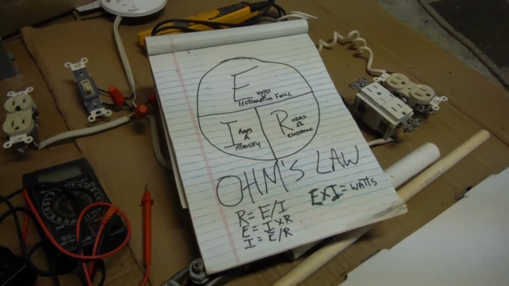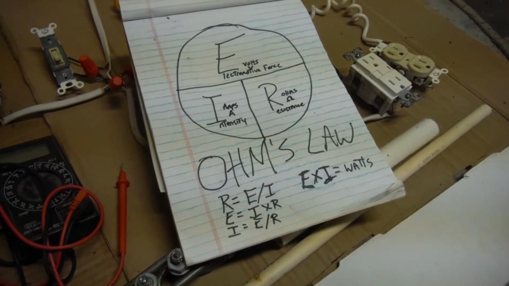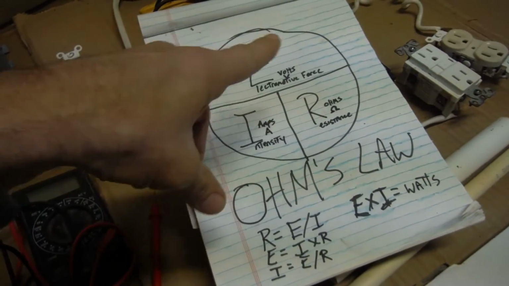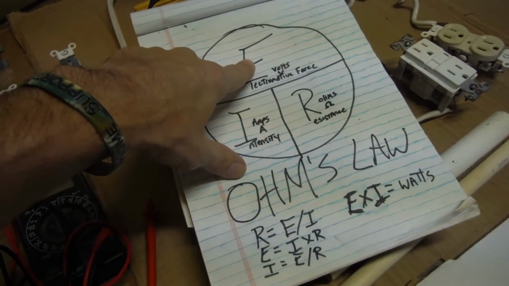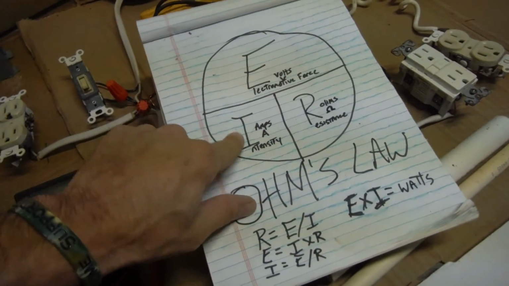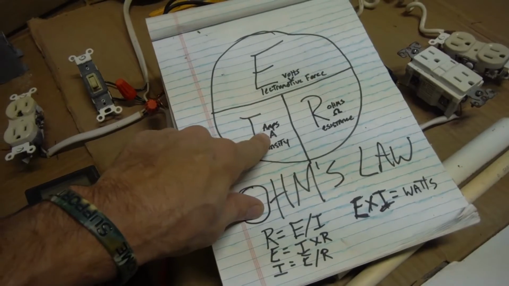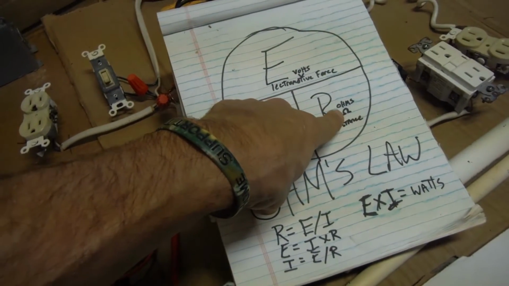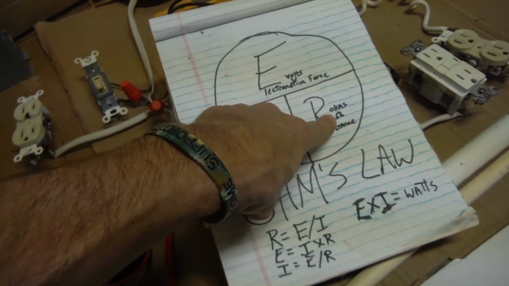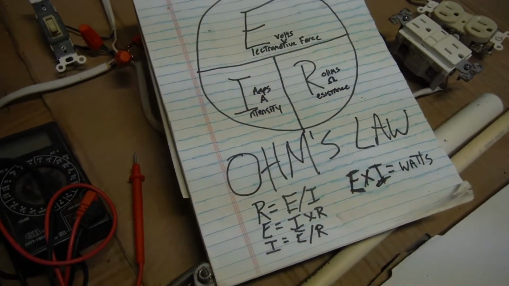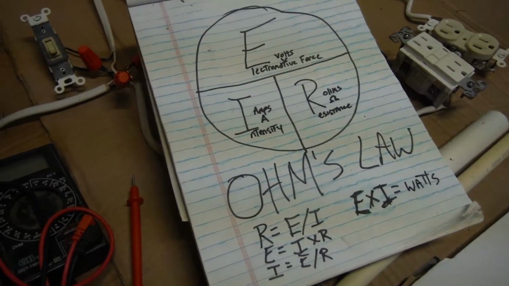But anyway, we got the basic terms for volts, amps, and ohms. Like I said, we got Ohm's Law here. It's just a basic circle. We got E, which is electromotive force, which is your volts. You got your I, which is intensity, which is your amps. And you got R, which is your resistance, which is your ohms, which is represented by the omega symbol.